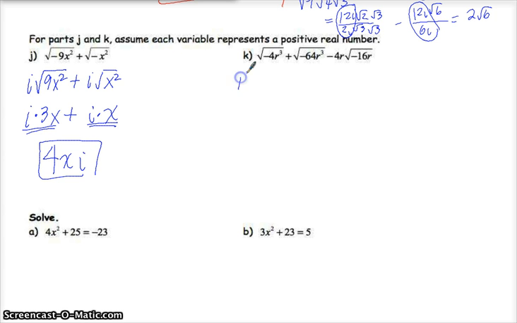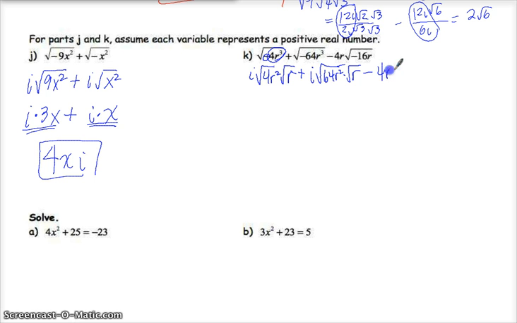For letter K, we're going to take the square root. Sorry, it's a negative, so that becomes i times the square root of 4r squared times r. I'm trying to break this down into my perfect square and my non-perfect square. So 4r squared times r is 4r cubed. I have a negative underneath the radical, so I'm going to take out my negative by taking an i outside, because that's the square root of negative 1. And then I have 64r squared times root r.